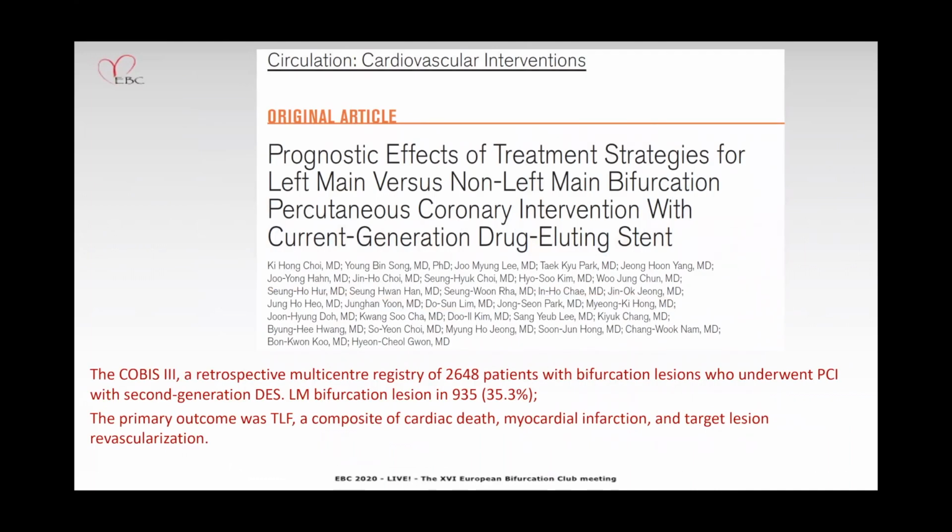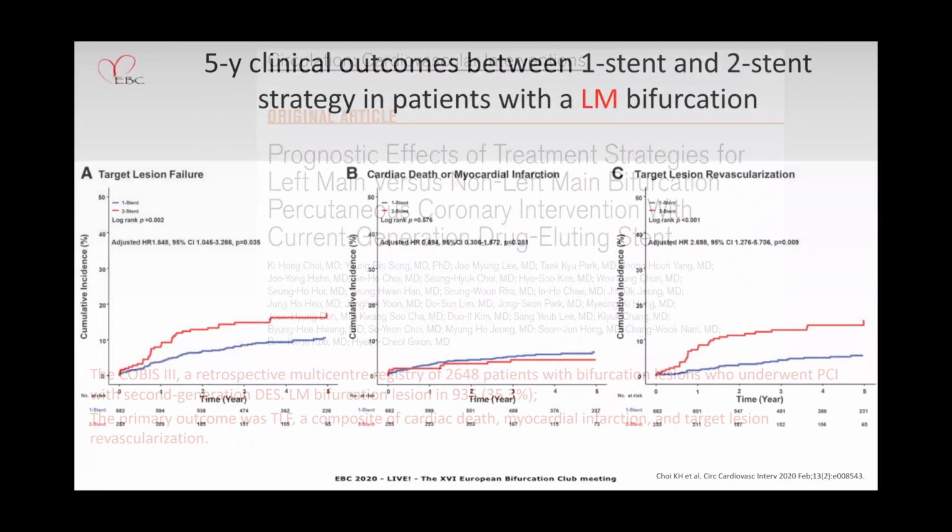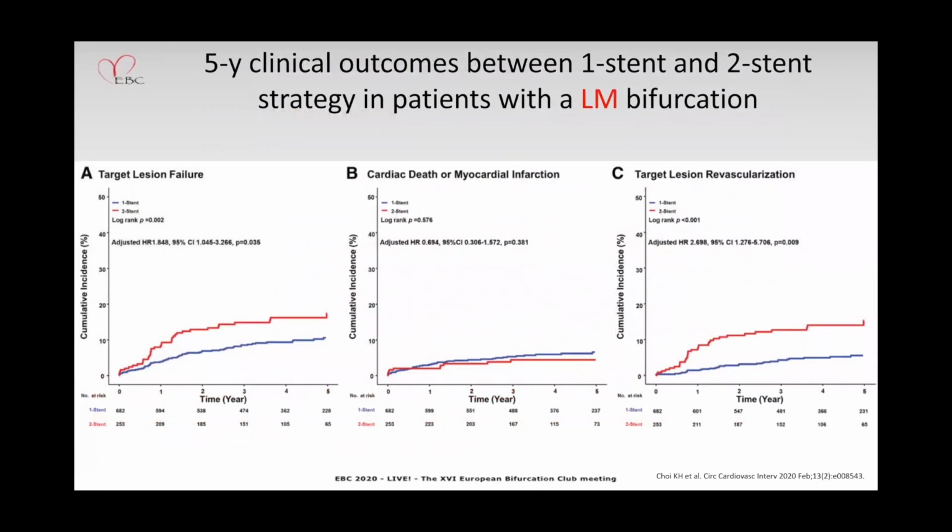The COBIS-3 study, the Korean multi-center registry, more than 2,600 patients included. This paper was designed to answer what the outcome is if different stenting strategies are applied for left main and non-left main bifurcations with current generation drug-eluting stents. And what they found was that for left main bifurcation stenting, a one-stent strategy is beneficial for the patient.